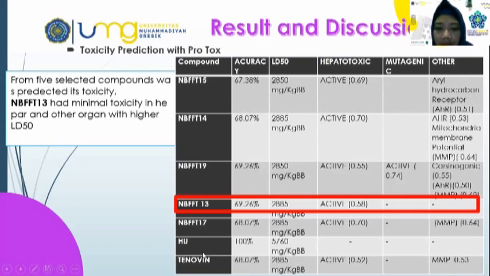Okay, we see that among the derivatives, the lowest toxicity is NBFFT 15, but NBFFT 13 has no toxicity in the others, and it is less hepatotoxic than NBFFT 15, although the accuracy of cytotoxicity is higher than NBFFT 15. So we choose NBFFT 13 because it contains less toxicity than NBFFT 15.